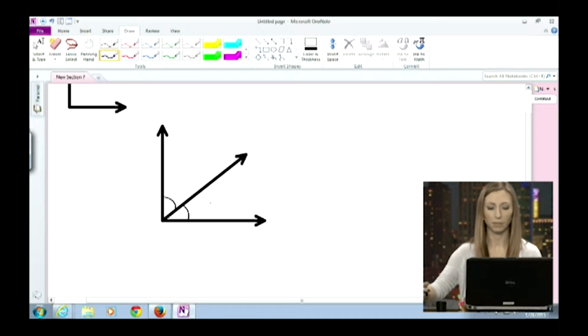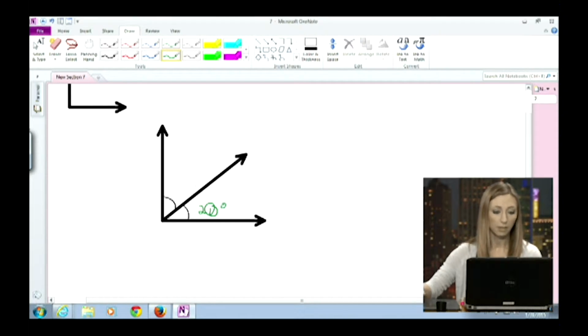And I'm going to estimate their measurements. Let's say I have an angle that's 20 degrees. Then the other angle, if these two are complementary angles, is 70 degrees, because they add up to equal 90 degrees. So let me write that on here. Complementary is 90 degrees.